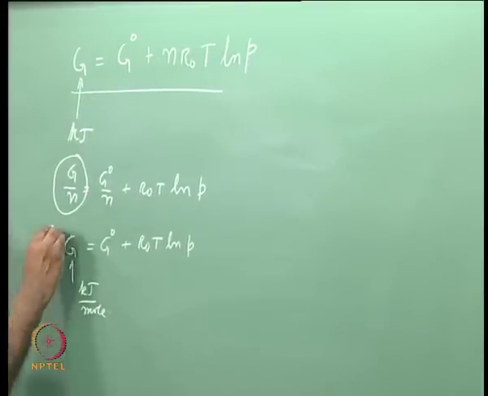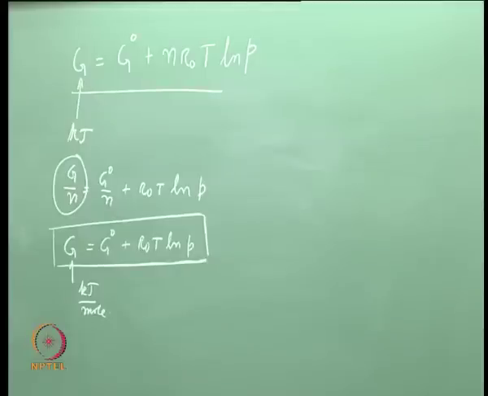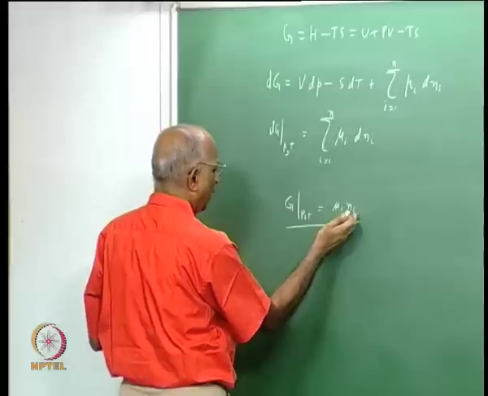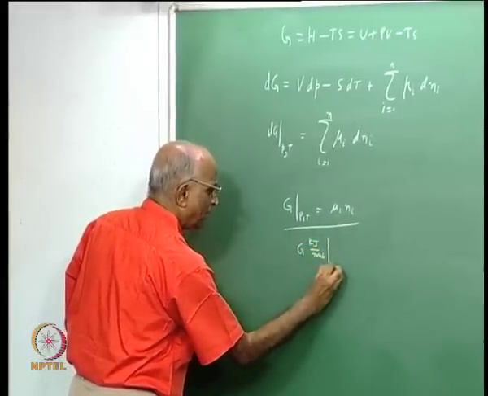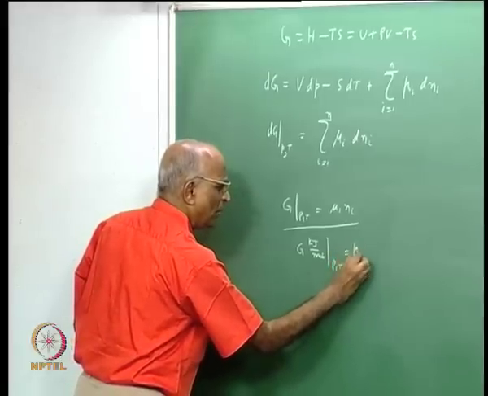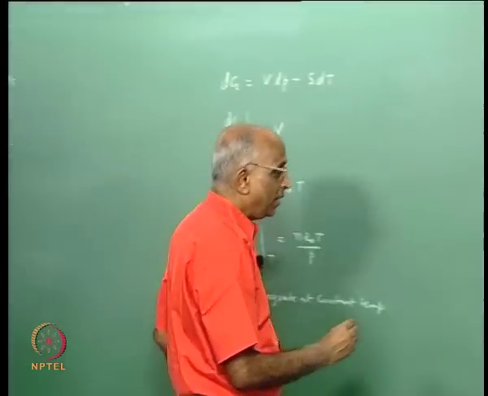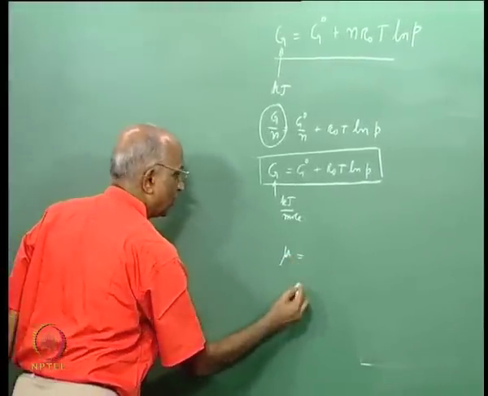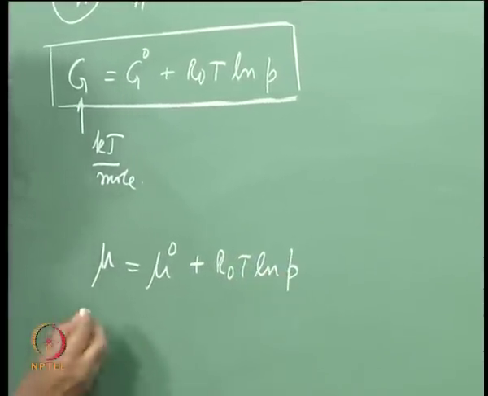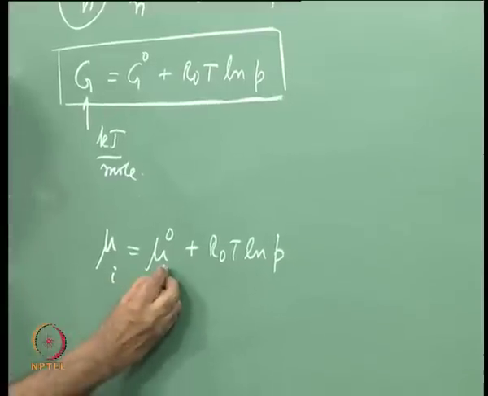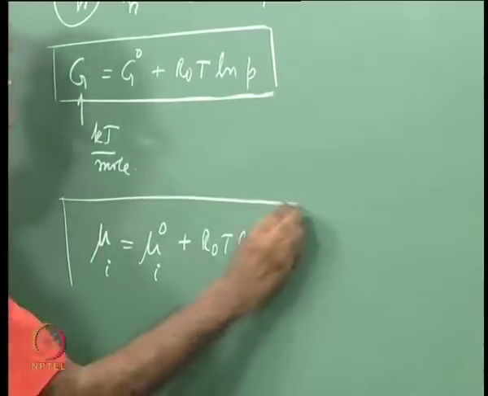Now let me take a look at this particular equation, which is Gibbs free energy is equal to mu i. Therefore, here also I find G, so many kilojoules per mole at constant pressure and temperature, is equal to mu i. Therefore, based on this equality, I can write the chemical potential mu is equal to mu 0 plus R naught T ln of the ith constituent's partial pressure Pi, and this is the equation for the chemical potential.